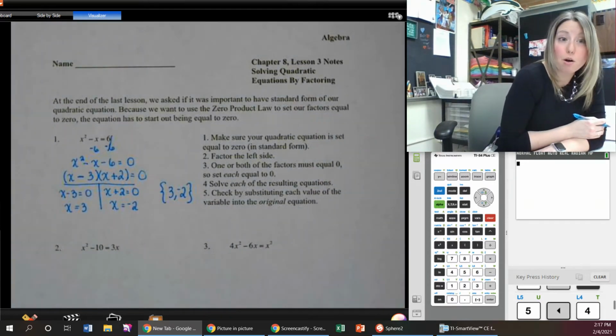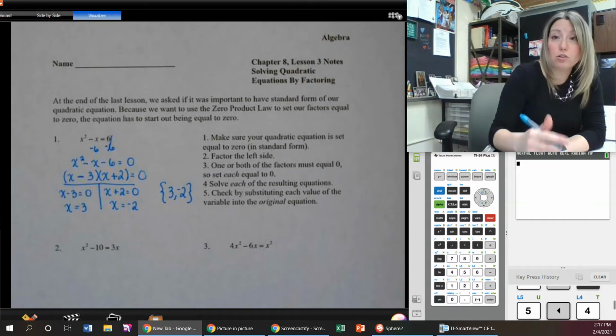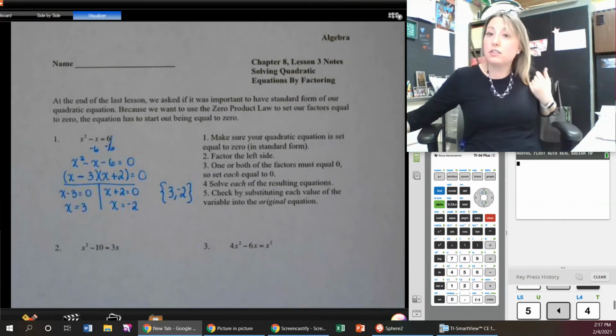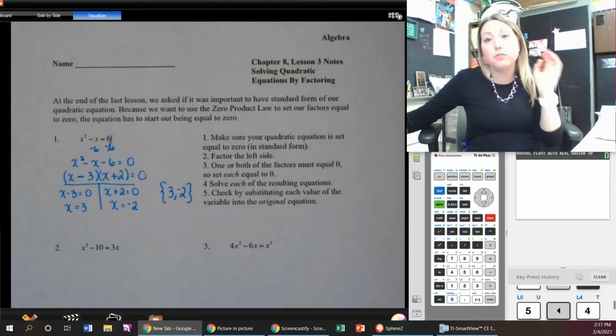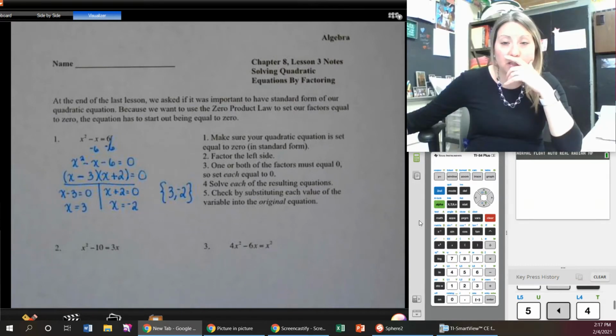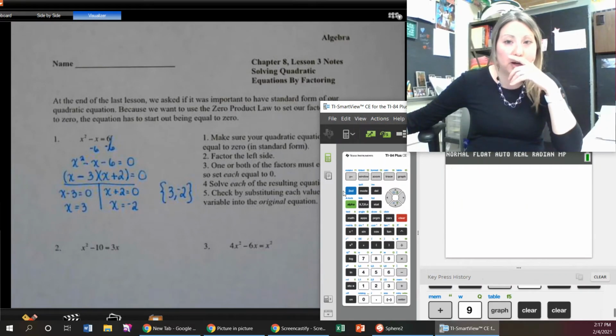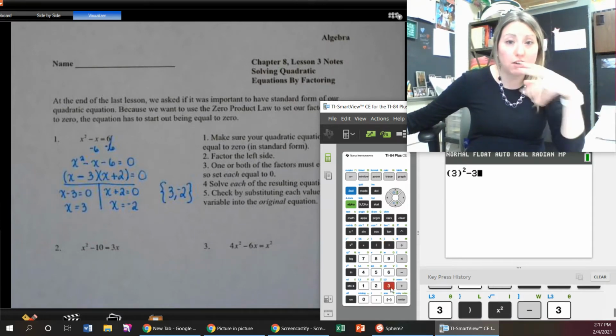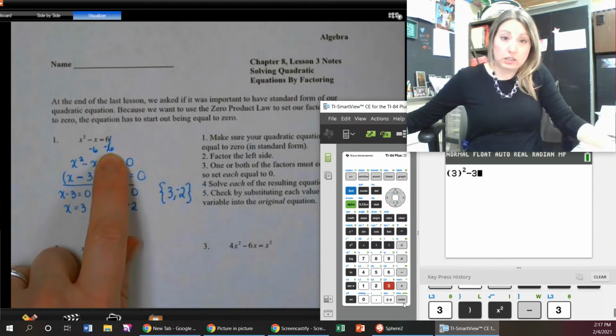Okay, now the difference here, and I want you to use your graphing calculators for this part, is when you check, your answers aren't necessarily going to be 0. They just have to be the same on both sides. So I'm going to check 3 by plugging it into my graphing calculator. Let me make it a little bigger. So what I'm going to do is plug in 3 to the original equation, which was 3 squared minus 3 should give me 6.